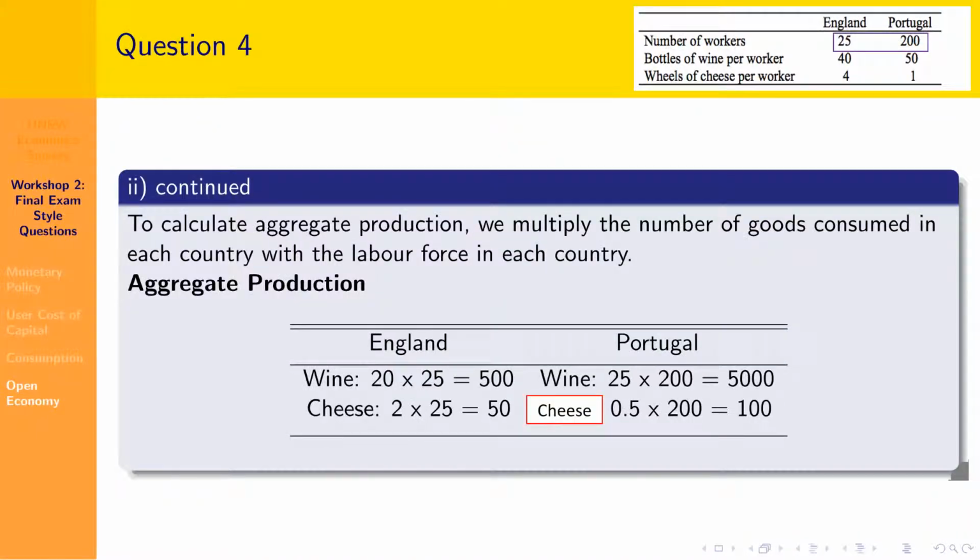To calculate aggregate production, we multiply the number of goods consumed in each country by the labour force in each country. In the previous slide, England consumed 20 bottles of wine and 2 wheels of cheese. To find our total production of wine in England, we multiply 20 by 25 because they consumed 20 bottles of wine and there are 25 workers in England. With the same intuition, we multiply 2 by 25 to find the total production of cheese in England. The same calculations can then be done to find the total production of wine and cheese for Portugal.